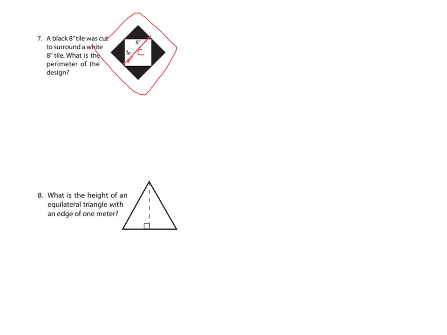So we know A and we know B. A is 8, so we're going to square it. B is also 8, we're going to square it. It's going to equal C squared. 8 squared is 64.